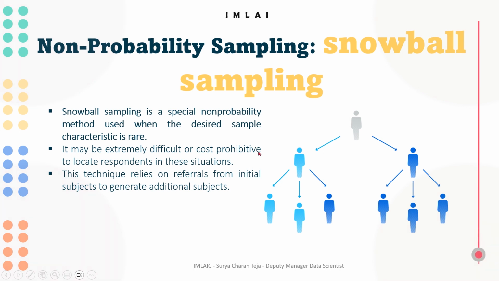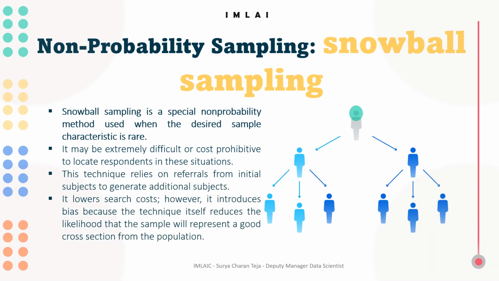It relies on referrals from initial subjects to generate additional subjects. This is the initial subject, then this initial subject generates the additional subjects. You see that these are all additional subjects which are generated. So this technique lowers search costs. However, it introduces bias because the technique itself reduces the likelihood that the sample will represent a good cross section from the population.